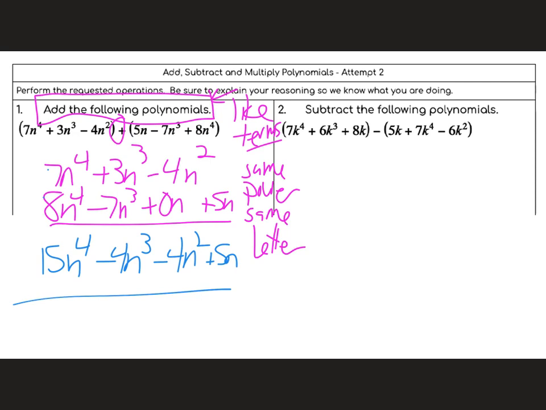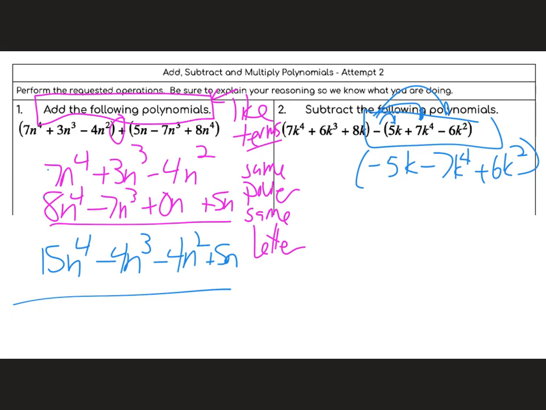For the next one, I would take care of this. So I would distribute this negative in. Think of that as negative 1 being distributed in. So negative 5k minus 7k to the 4th minus negative, so plus 6k squared. I would then put things in standard form, so highest to lowest exponent.